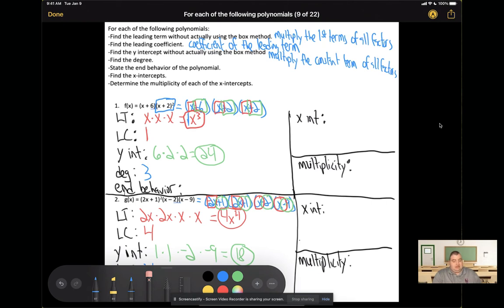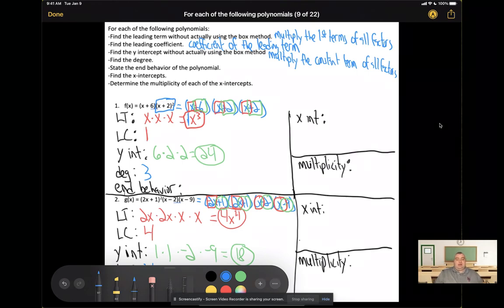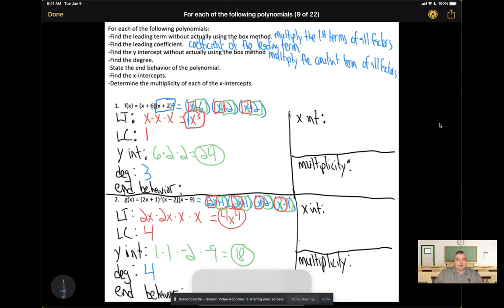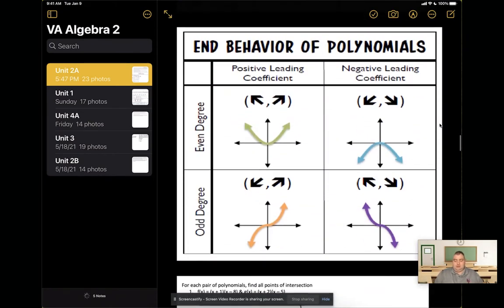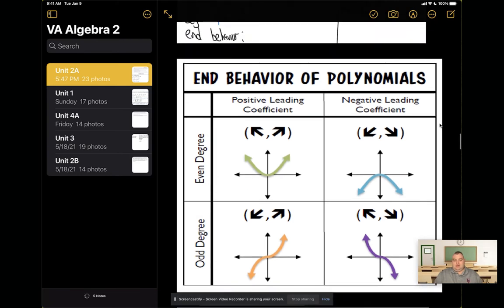Next, state the end behavior of each of the polynomials. So remember, to find the end behavior, let me show you. We have to use this graphic here. So we need to know the degree, and we need to know the leading coefficient.